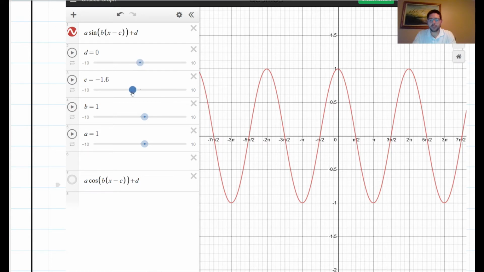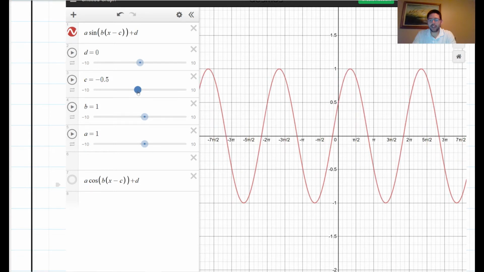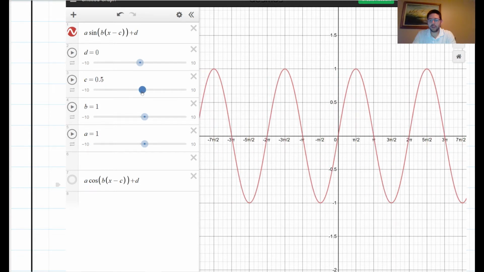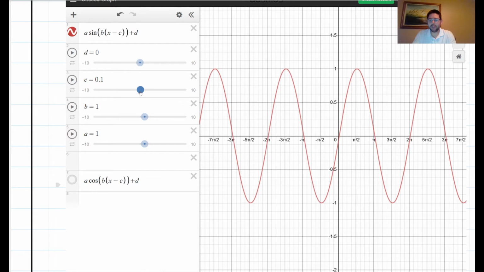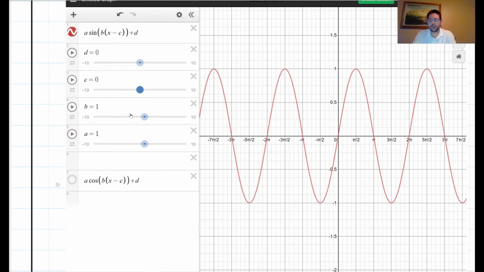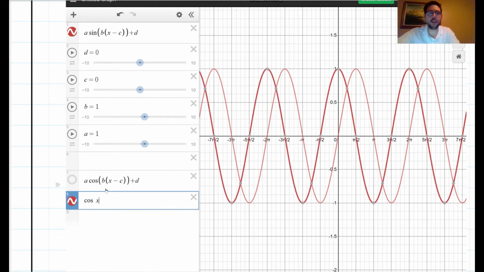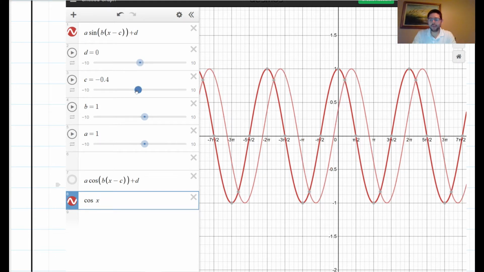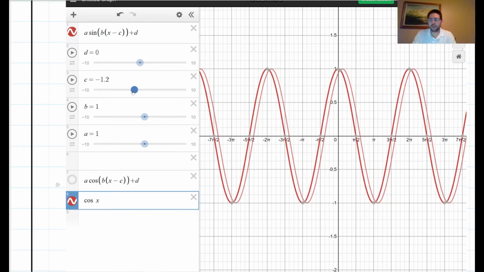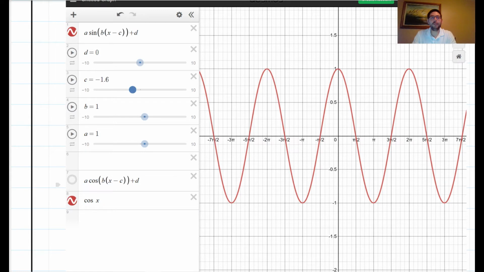So again, I'm going to move it back to where it was at the 0 mark. And that will be my sine graph. Then I'm going to draw the cosine. I'm going to go ahead and type in cosine. Okay, and that's my cosine graph, the dark red. So now if I take the light red and I move it over, then you can see that they overlap. So they're really the same graph.